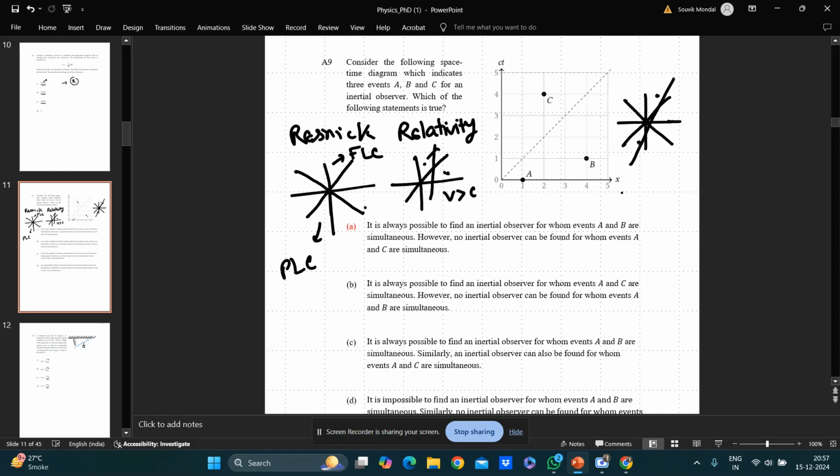Let me draw it clearly. So suppose you have this, so these two events can connect. Similarly, suppose there is this region and this region, these two also can connect. But this and this cannot connect, because they cannot communicate, as their velocity should be greater than c. No signal can travel greater than the speed c. So the first option will be the correct option.